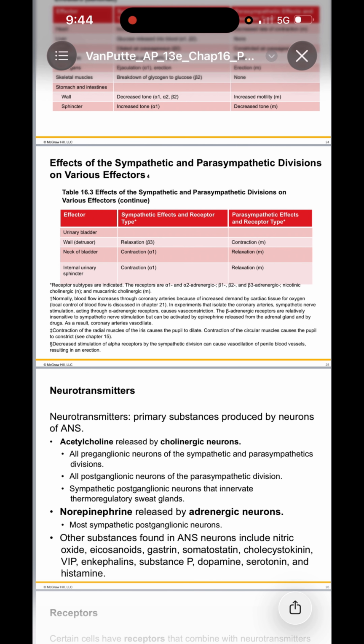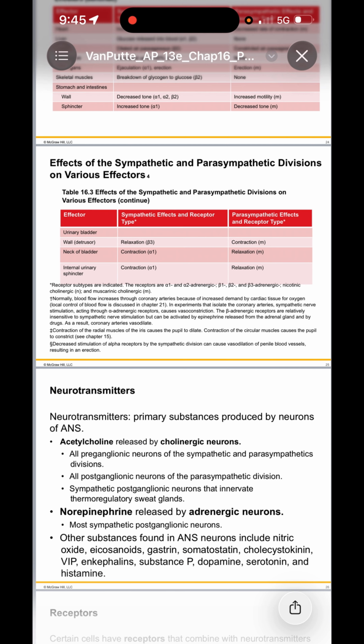Effects of the sympathetic and parasympathetic divisions on various effectors. Table 16.3 continues. Effector: urinary bladder. Effector: wall, detrusor. Sympathetic effects and receptor type: relaxation, B3. Parasympathetic effects and receptor type: contraction, M.